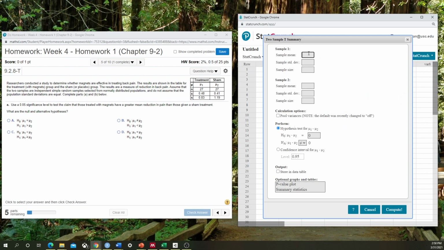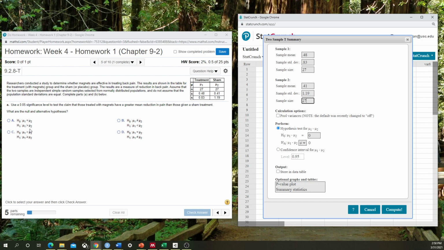I'm going to go with treatment, 0.48, 23, 27, and the sham group: 0.41, 1.19, 27.